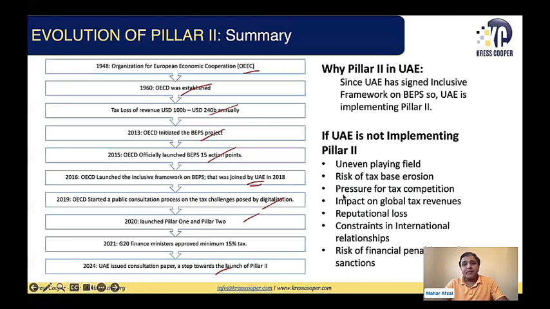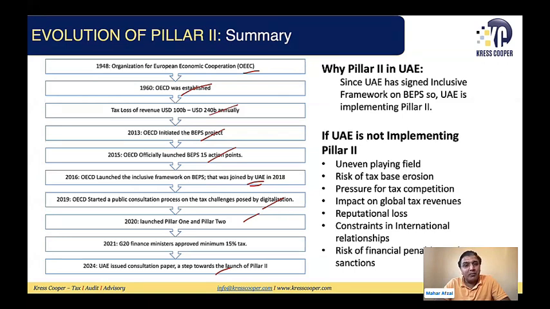Okay. Now, why pillar two in UAE? I have already told you the reason. What is the reason for this? The reason is basically UAE is also a member of the BEPS inclusive framework. So UAE was supposed to implement the pillar two as well. If the UAE is not implementing, what were the difficulties: uneven playing field, risk of tax base erosion, basically risk of BEPS is there as well, pressure, competition, because UAE is also part of the global community. So there will be some sort of goodwill impairment, constraint to the international relationship.